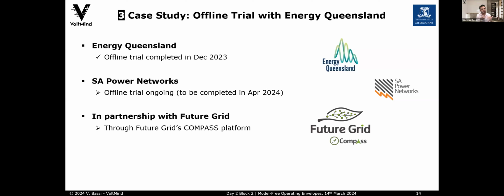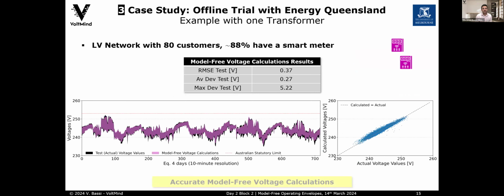And we are currently gearing up to offer our model-free technologies through Future Grid's Compass platform, which is an industry-leading platform for smart meter database analytics. The case that I'm going to present today is just an example of what we did in the trial with Energy Queensland. The example that I brought today is about a low voltage network with 80 customers, of which around 88% have a smart meter.